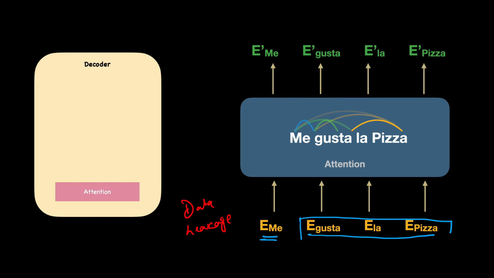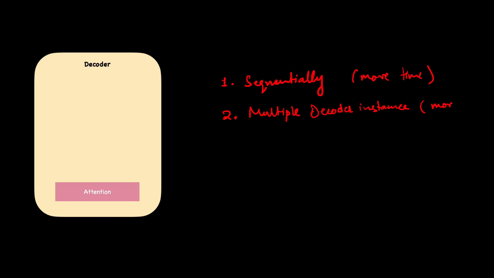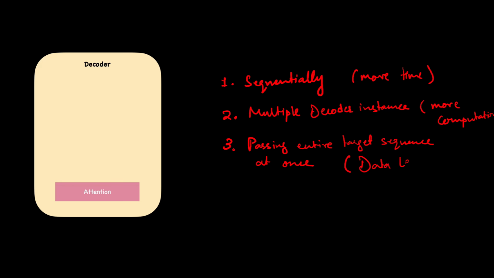Data leakage is when the model has access to information during training that it won't have at testing time. If that happens, the model's prediction during real-world inference is going to be poor. So in short, we are stuck in a dilemma. If we train the model sequentially, it will take more time. If we create multiple instances of the decoder, then we will take more computation. And if we go by parallelizing the decoding step by passing the entire sequence at once, it will create a data leakage issue.